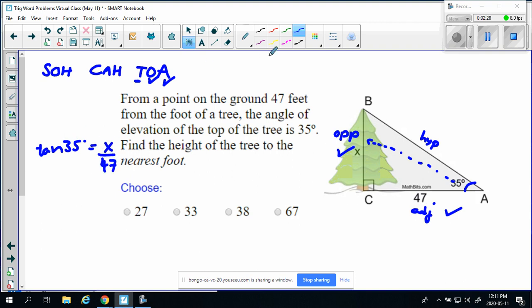So to get x by itself, we need to multiply both sides by 47. And now x is equal to 47 times tan 35 degrees. So I'll put that in my calculator, 47 times tan of 35 degrees. And I'm getting x is equal to 33 feet. This is the answer.